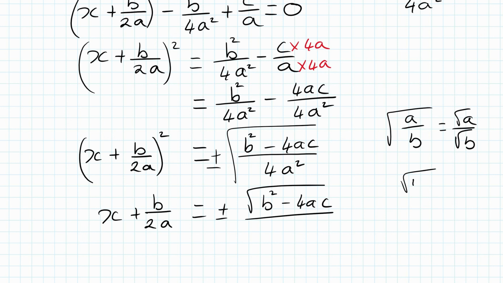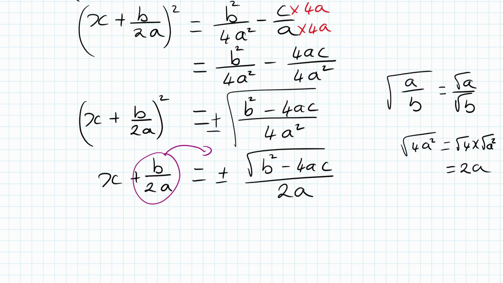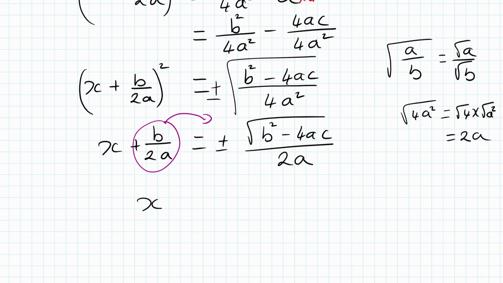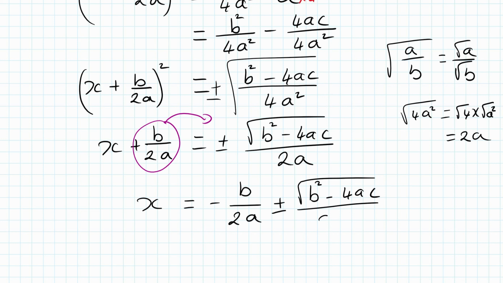Now square root of 4a squared is equal to square root of 4 times square root of a squared. So square root of 4 is 2, square root of a squared is a. So the bottom here is 2a. I move this term on this side, so it becomes negative. So x is equal to negative b over 2a plus or minus square root of b squared minus 4ac over 2a.